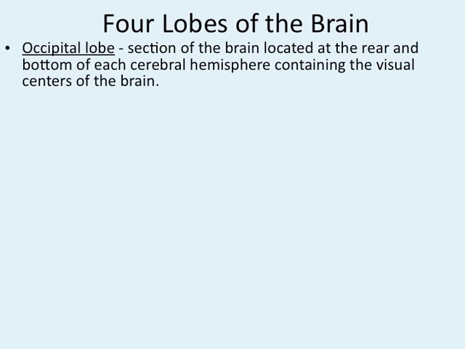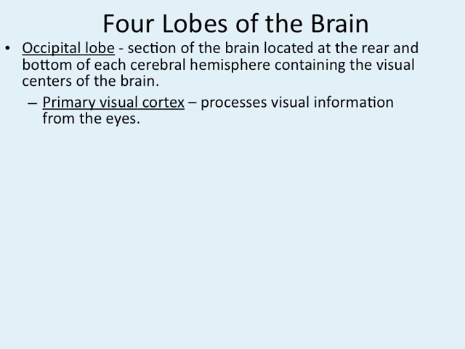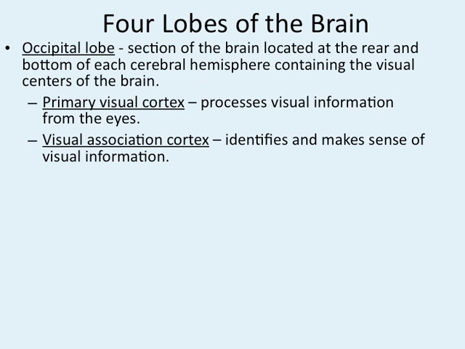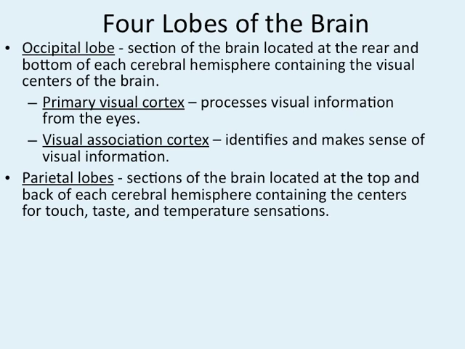There's the occipital lobe, which is a section of the brain located in the rear and bottom of each cerebral hemisphere, containing the visual centers of the brain. This is where all of your visual sensors come into play. There's the primary visual cortex, which processes vital information from the eyes, and the visual association cortex, which identifies and makes sense of the visual information. Those are the two major ones, primary and visual association. Primary is actually processing the information. Our visual association cortex identifies and makes sense of it.